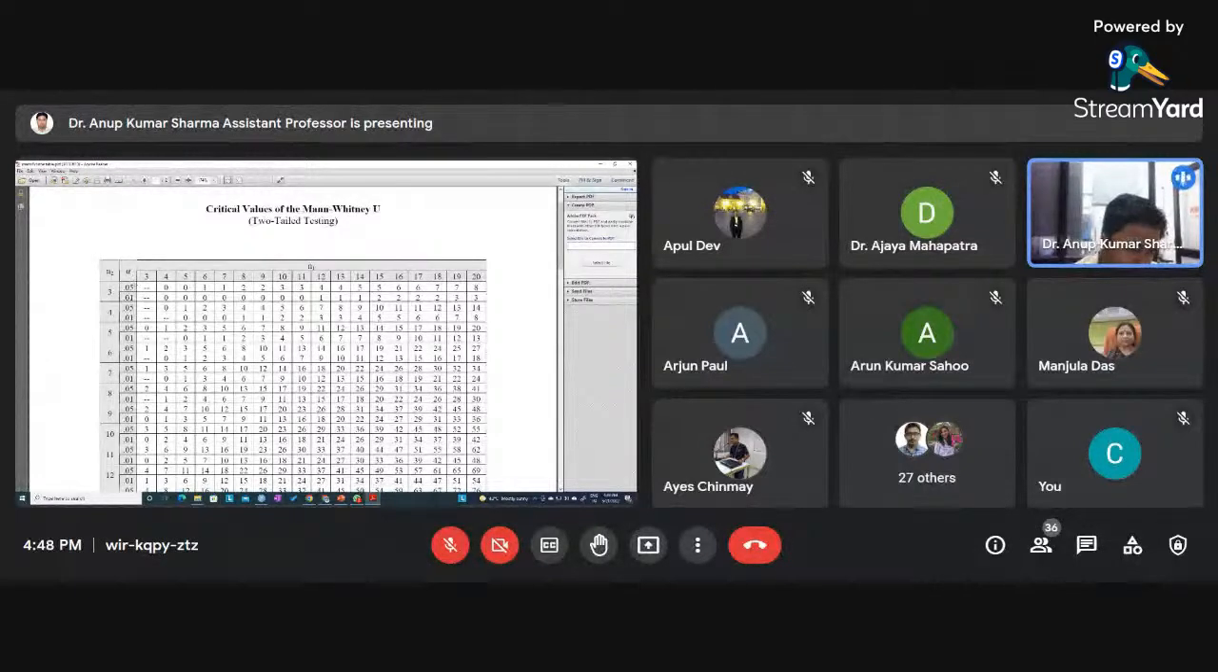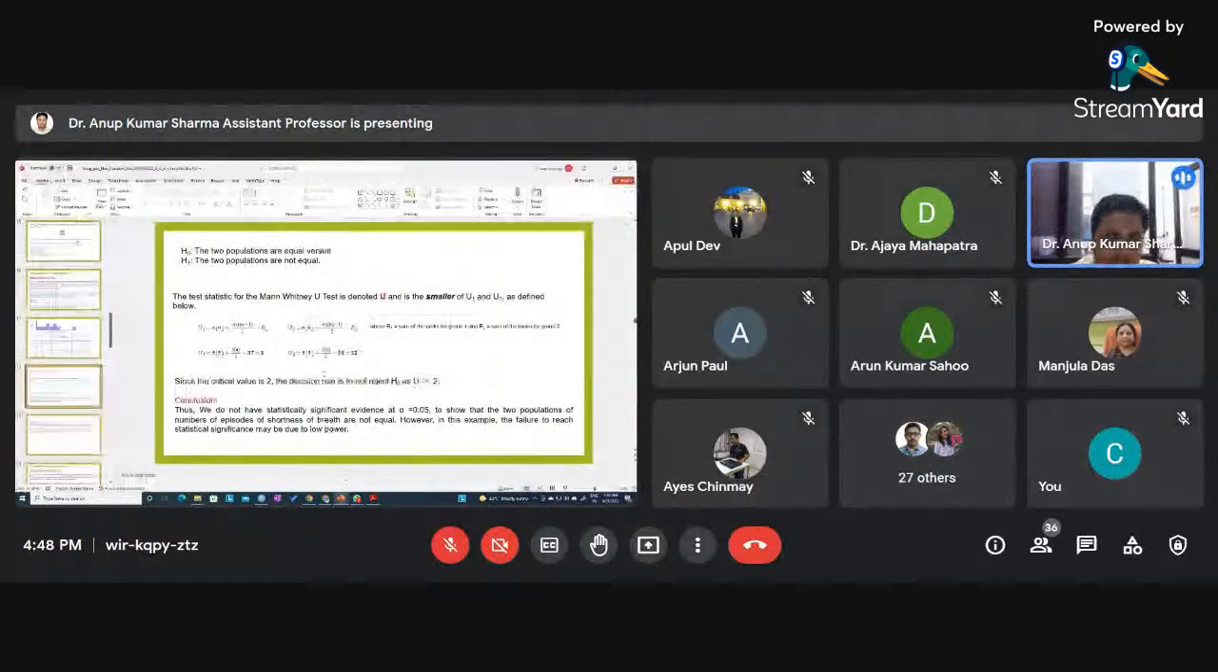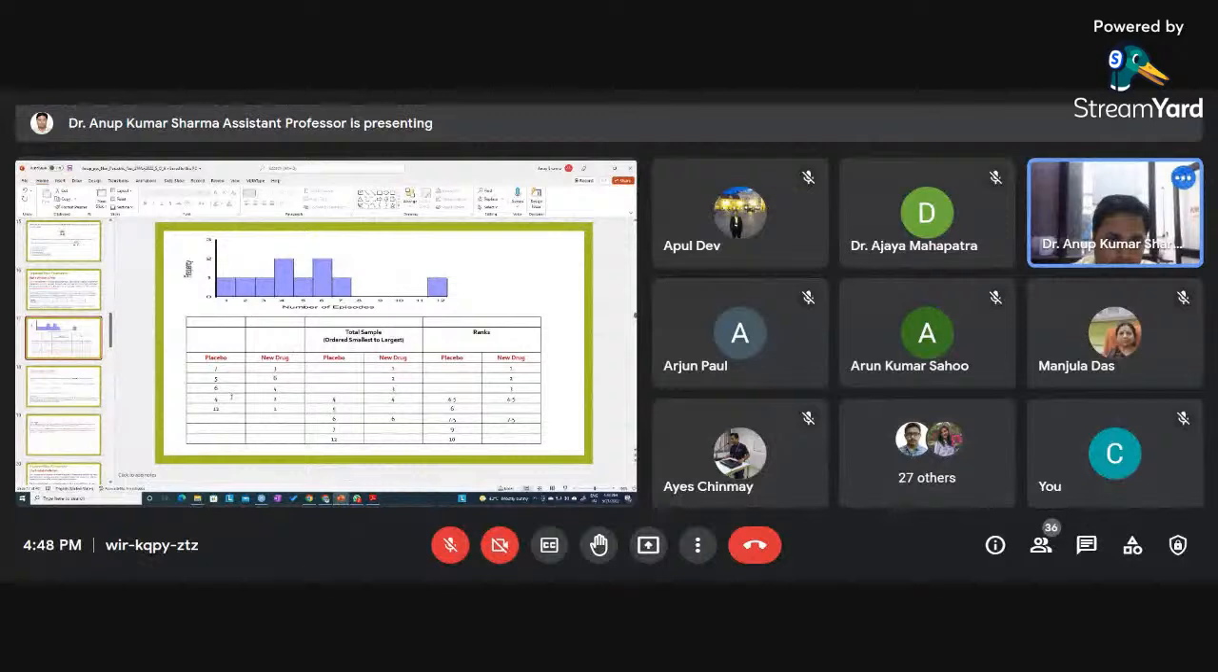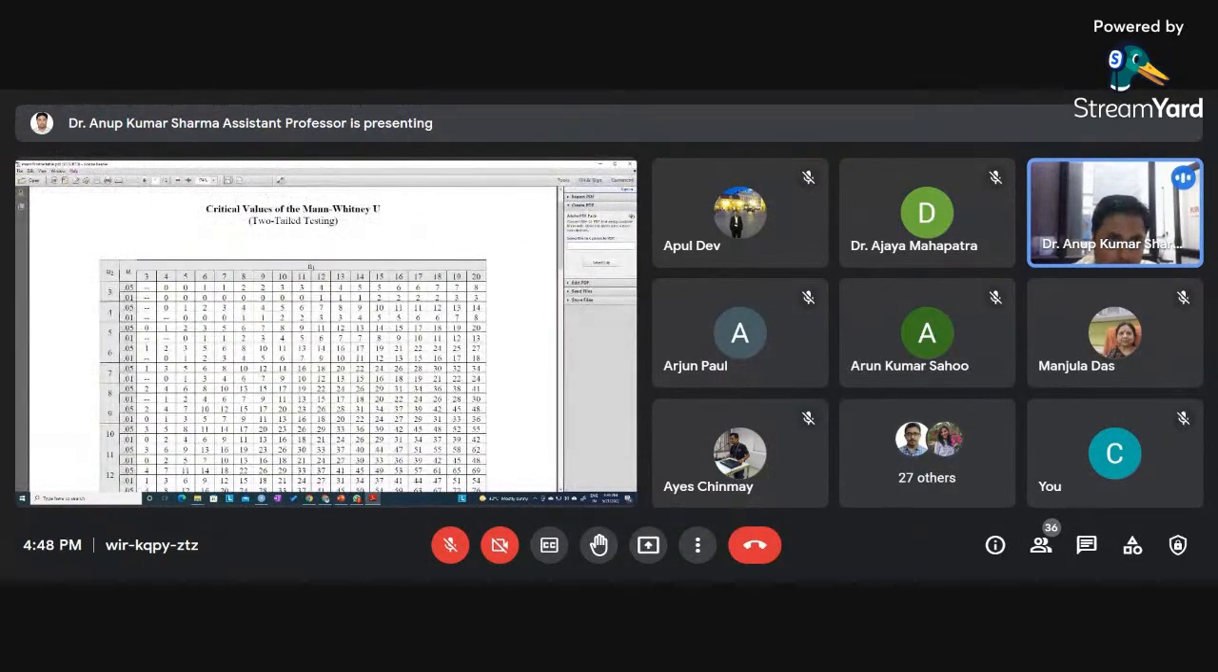This is the 5%, 1%, 5%, 1%. So we are assuming 5% here. Our sample size in this case is 1, 2, 3, 4, 5, and this is also 5. So 5 for the first sample, and again 5 for the second.